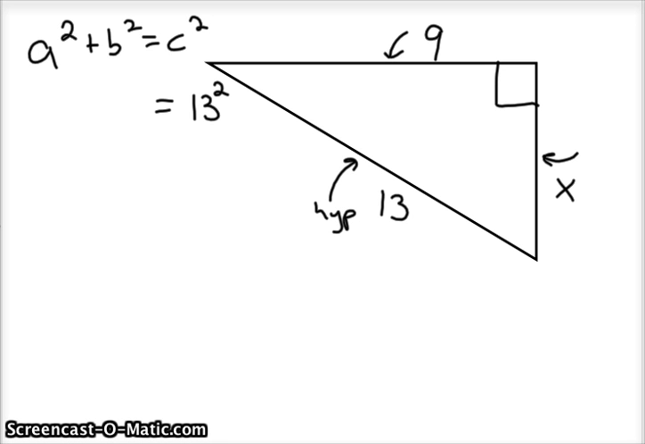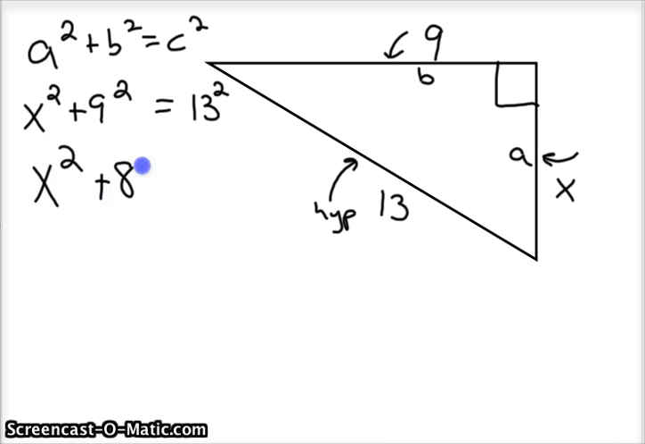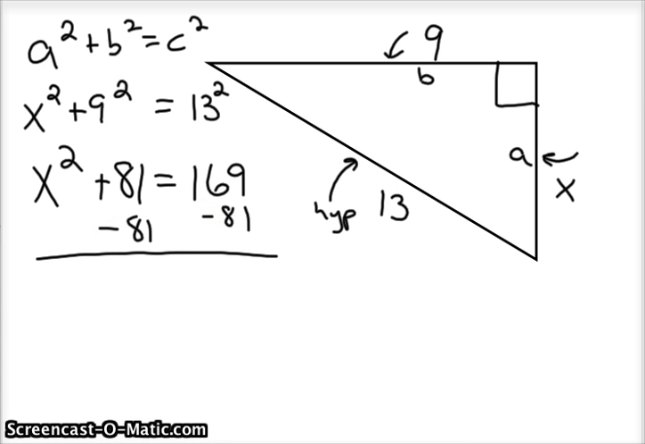Then the x squared, you can let either one of these be a and b. So if you let this be a and this be b, we're ready to go. So x squared plus 9 squared is equal to 13 squared. So x squared plus 81 is equal to 169. Then it's a matter of just solving this equation. So minus the 81, and so that's 88, equals x squared.